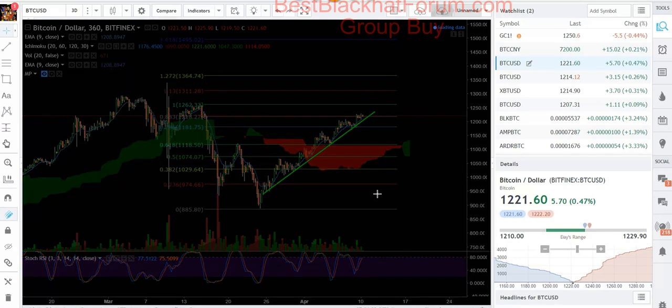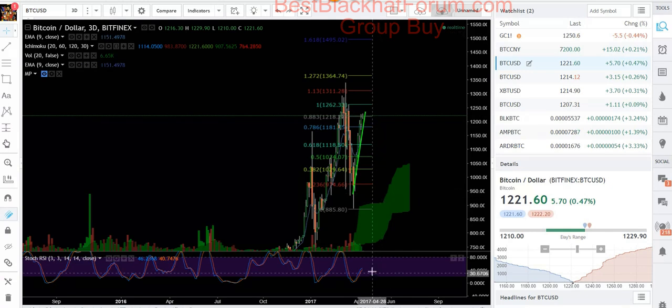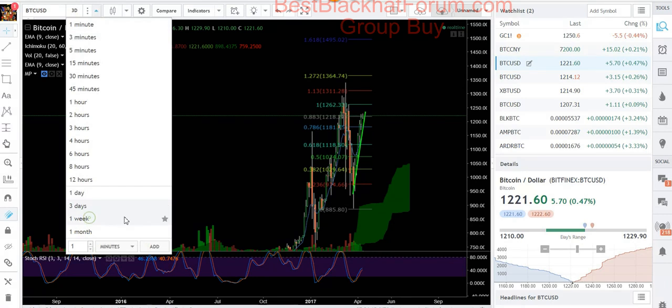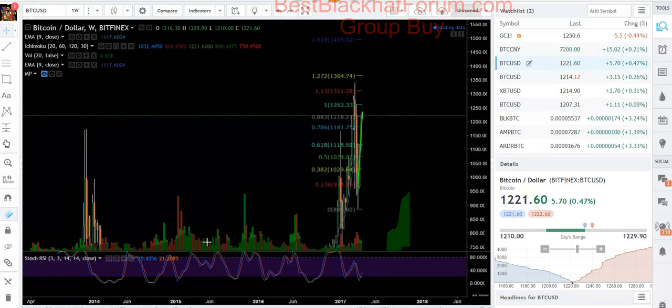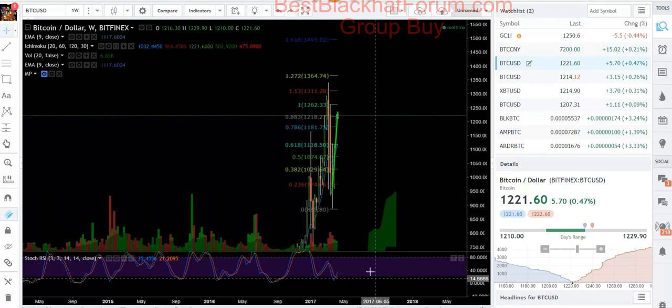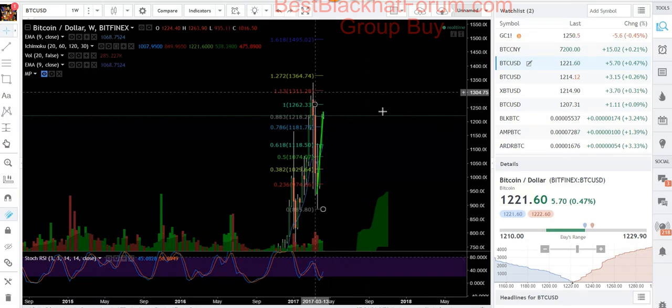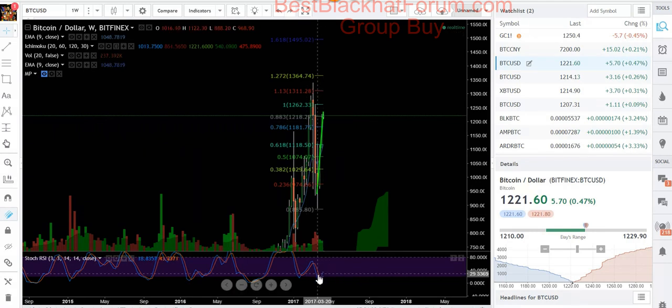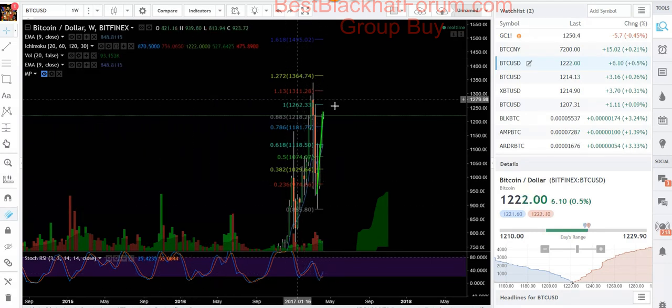Look at our 3-day. Our 3-day is very, very strong, growing. Our weekly is also wanting to grow. Now we could dump down, we could hit this 1.13 here at like 13.10, 13.15, and we could hit that point and dump down to 1100, and that's really not going to affect the weekly. That little consolidation or correction won't affect the higher time frames so much.